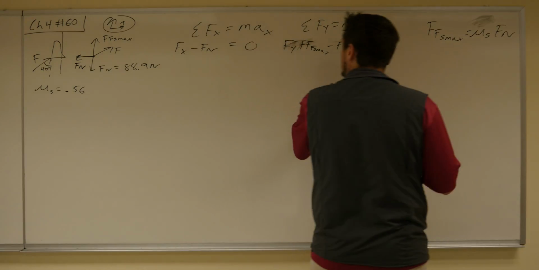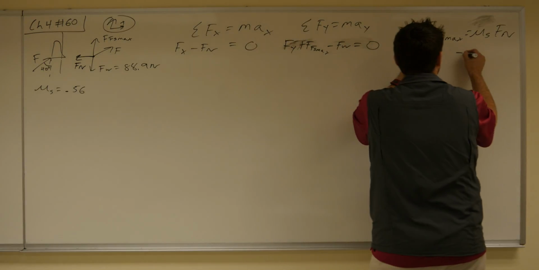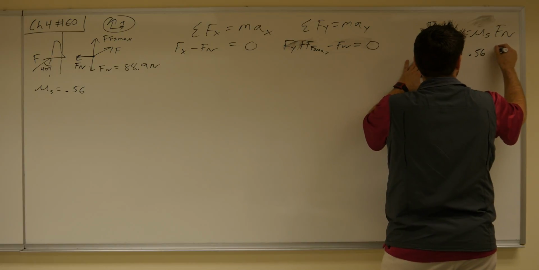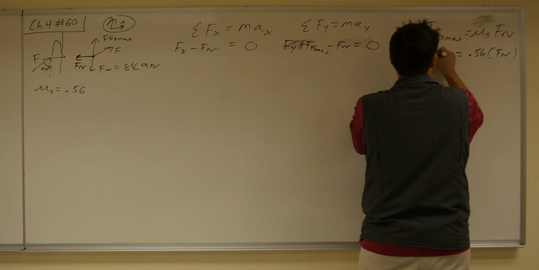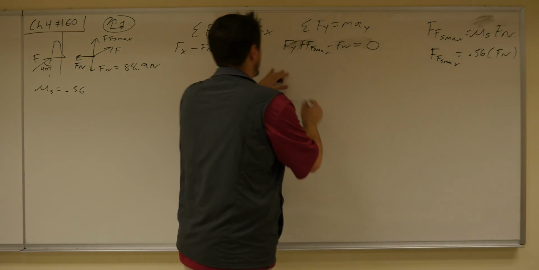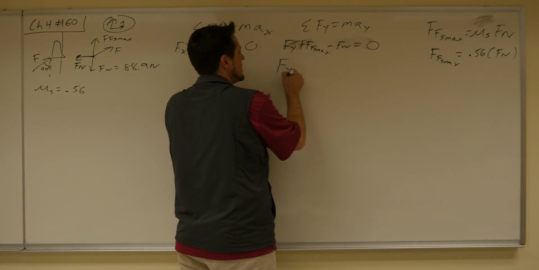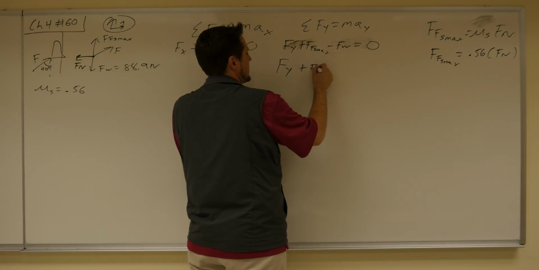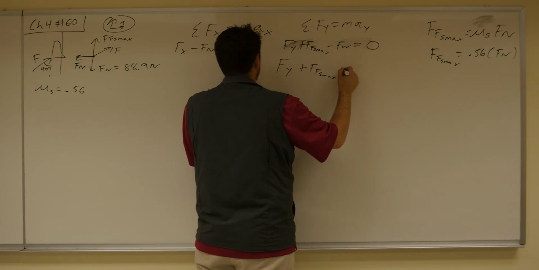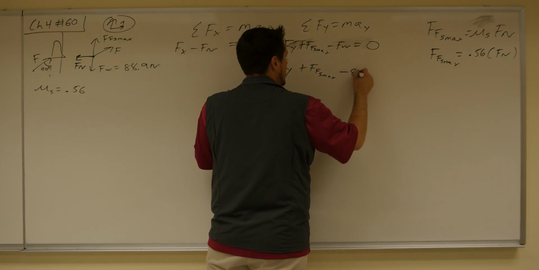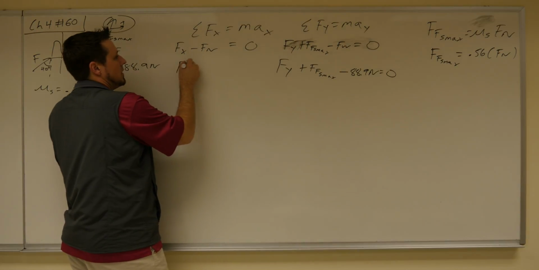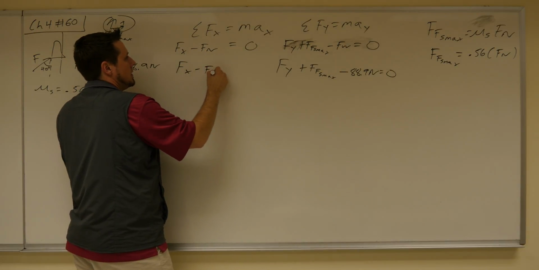Okay, so force of friction static max equals mu, which is 0.56, times the normal. Here I don't know Fy. I don't know force of friction static max beyond what's right there. The weight I do know. They said 88.9 newtons, and that equals 0. I don't know Fx, and I don't know Fn.